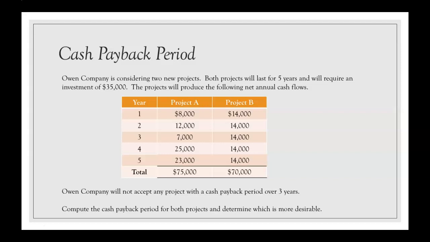So you can see that project A will have different cash flows each year, while project B, each of those 5 years, the project will return $14,000 in net annual cash flows. Then we're told that Owen Company will not accept any project with a cash payback period over 3 years. So we need to compute the cash payback period for both projects and determine which is more desirable.